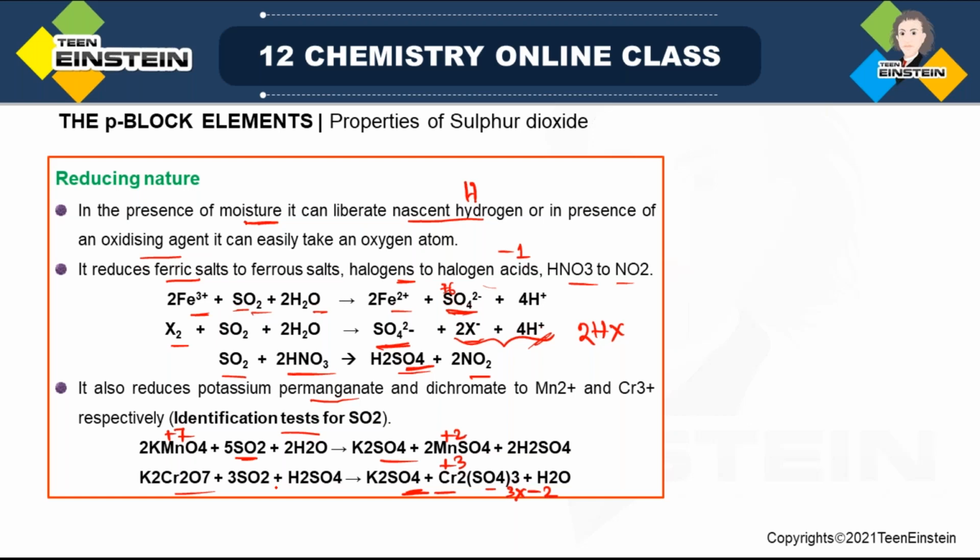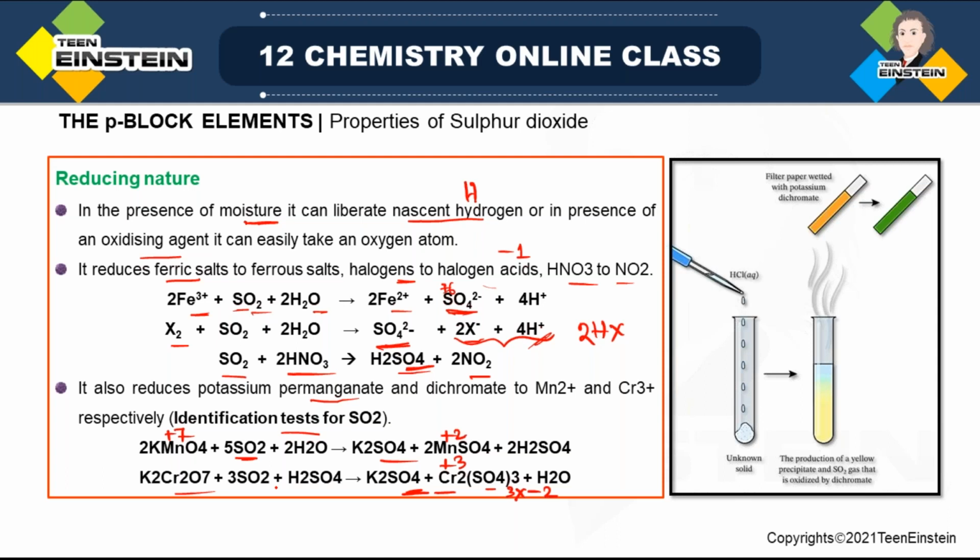But when it is in +3 state, now there is another color. So this type of color change is possible only when some reducing agent is present. So here we have this picture. Suppose we have some unknown solid and there is addition of HCl.